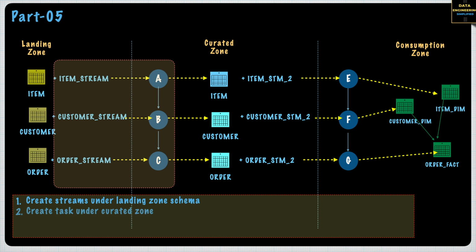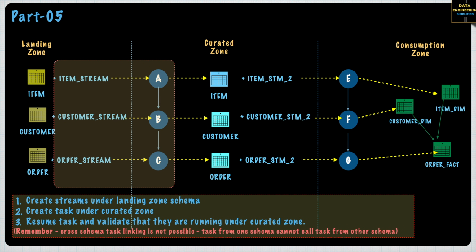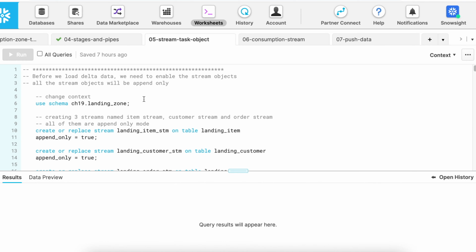So we will create a stream under the landing zone for each of the tables. Then we will create tasks under the curated zone and then we will resume the tasks and validate that they are running under the curated zone. Remember, cross schema task linking is not possible. A task from one schema cannot call a task from another schema. This is the limitation as of today. So let's go to our Web UI. As I mentioned, before we load any delta data, we have to enable the stream objects, and the stream objects will be append only.